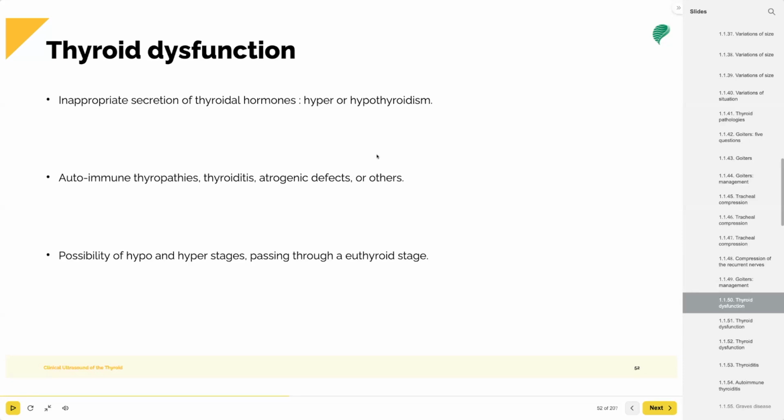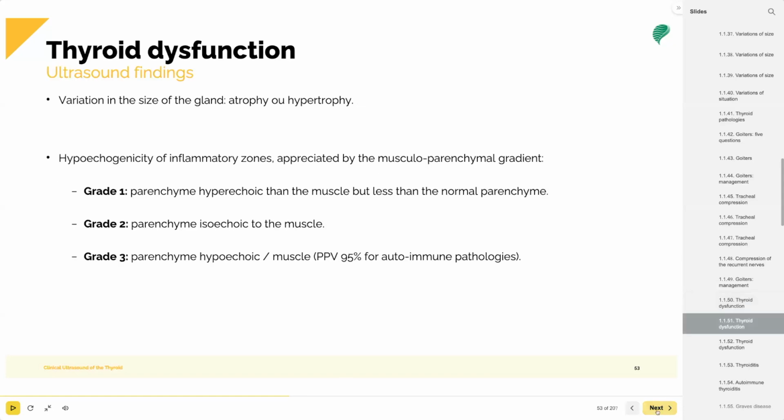There are times where thyroid dysfunction also plays a role, such as hyper or hypothyroidism. There are autoimmune pathologies also, such as thyroiditis. Also, we know that there is a variation of the size of the glands due to atrophy or hypertrophy.